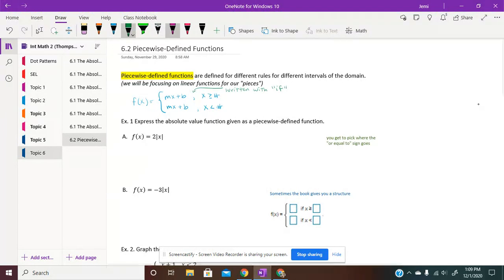All right, so a quick reminder in case you're a little rusty on linear functions. f of x is equal to mx plus b, okay? Where m is the slope and b is the y-intercept.